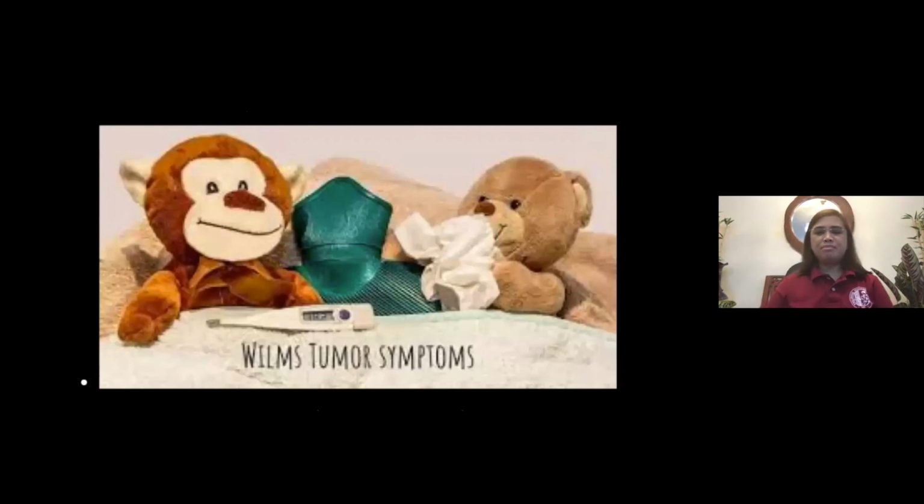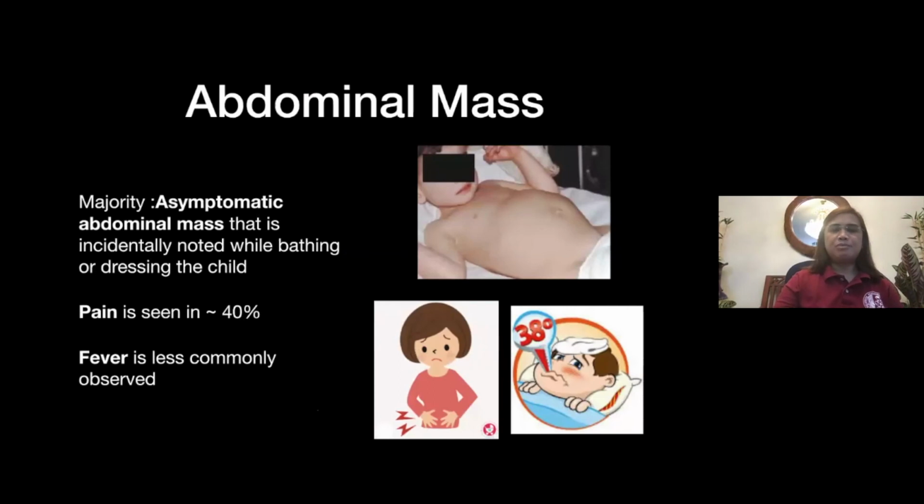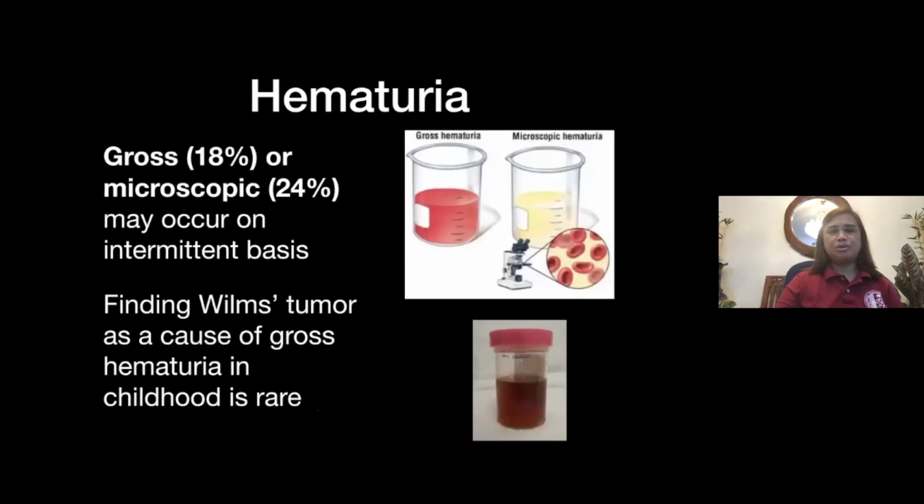So what are the symptoms of Wilms tumor? It presents as an asymptomatic abdominal mass that is incidentally noted while bathing or dressing the child. Pain is seen in approximately 40% of children, and fever is less commonly observed. Gross or microscopic hematuria may occur on an intermittent basis, but finding Wilms tumor as a cause of gross hematuria in childhood is rare.